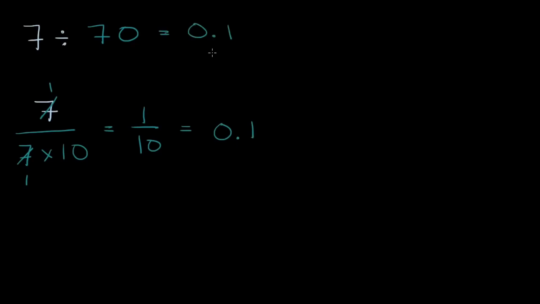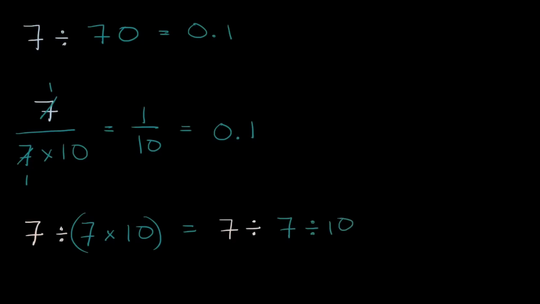Another way to think about it is, and really this is what we wrote over here, you could write this as 7 divided by the blue 7, and then you divide by 10. If you're dividing by 7 times 10, and this is essentially another way of writing what we have over here, this is going to be equal to 7 divided by 7 divided by 10. Well, 7 divided by 7 is 1, so you get 1 divided by 10, which is 1/10.